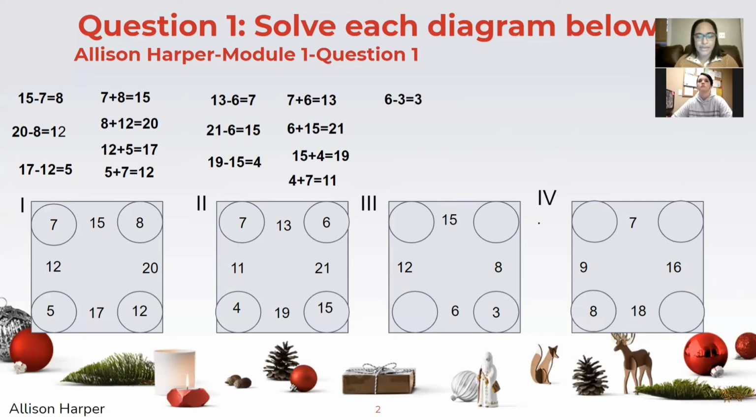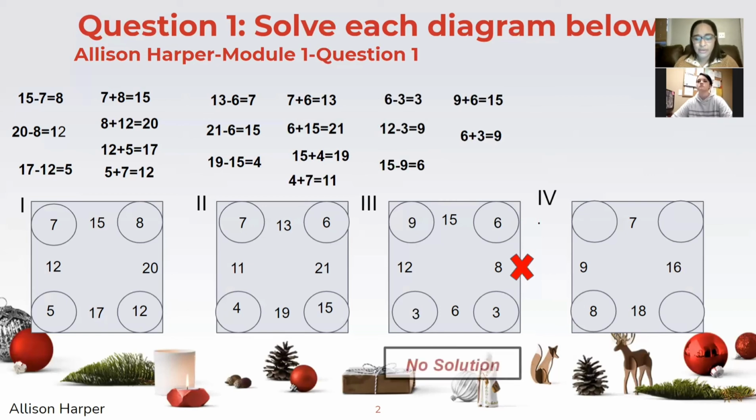Next example, 6 minus 3 is 3. 12 minus 3 is 9. 15 minus 9 is 6. So let's go back and check. 9 plus 6 is 15. 6 plus 3 is 9. But if you notice in our diagram, we have an 8 here instead of a 9. So that is not correct because 6 plus 3 equals 9, not 8. So this diagram has no solution.